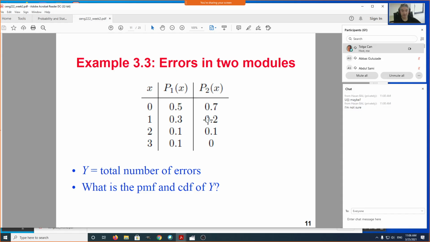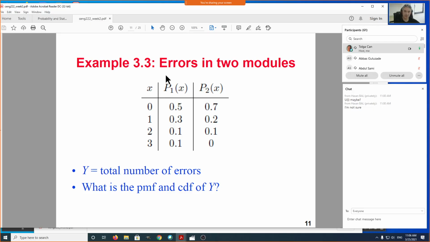Now, here is a different example. This is example 3.3 in the book: errors in two modules, which we are given are independent. So we are given two independent modules in a program, and the probability of errors in these two modules are independent from each other. The random variable is defined as the number of errors we can have in a module. In module 1, we have 0 to 3 errors. It's possible to get 0, 1, 2, 3. If you add this column, you'll see that it adds up to 1.